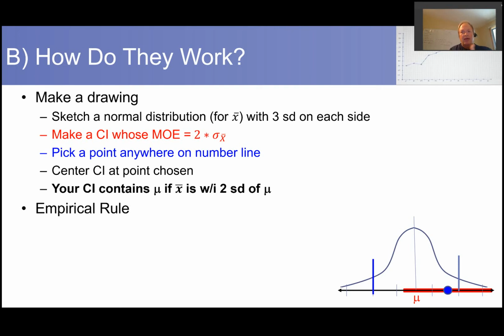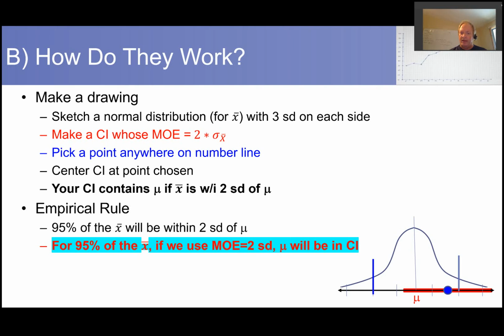So let's put this all together. The empirical rule tells us 95% of the sample means will be within 2 standard deviations of the population mean. And so we can conclude from that for 95% of the sample means, if we use a margin of error of 2 standard deviations, our confidence interval will contain the parameter value. And that's what we want a confidence interval to do, ideally.